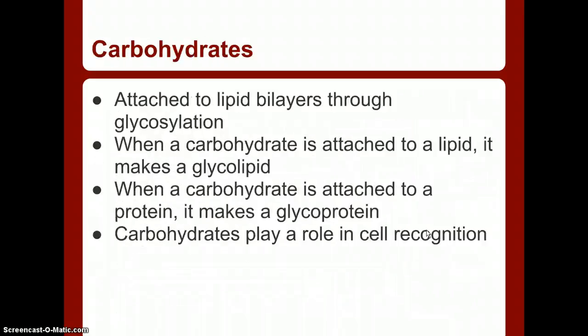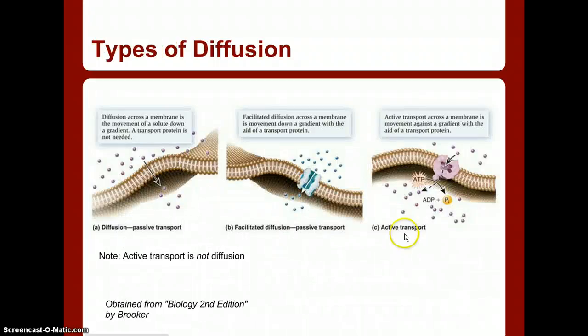So types of diffusion. There's regular diffusion. I have a picture here where molecules just pass through the lipid bilayer without a problem. Then there's facilitated diffusion, which again is diffusion, which is still from high concentration to low concentration, but with a protein. And active transport is in this picture, but that is not diffusion.